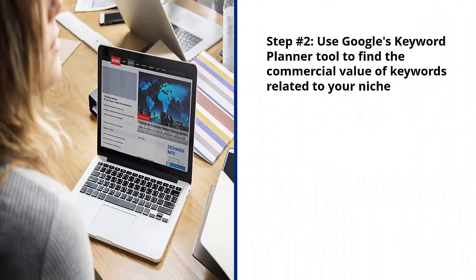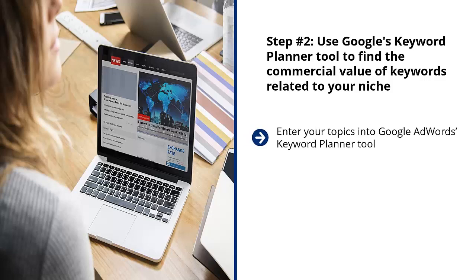Step number 2, use Google's Keyword Planner tool to find the commercial value of keywords related to your niche. Enter your topics into Google AdWords Keyword Planner tool. This tool will tell you the average cost per click of keywords related to those topics. Don't pick niches that are very, very expensive, nor should you pick niches that are very, very cheap. Pick something in the middle.